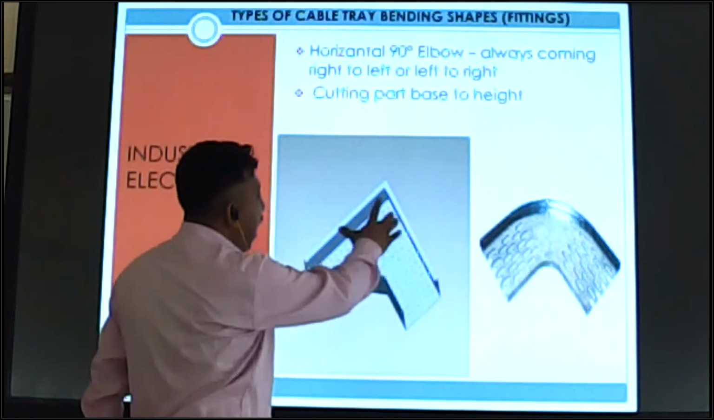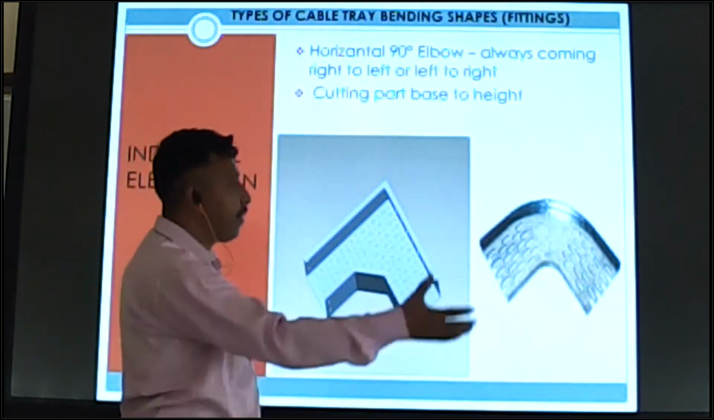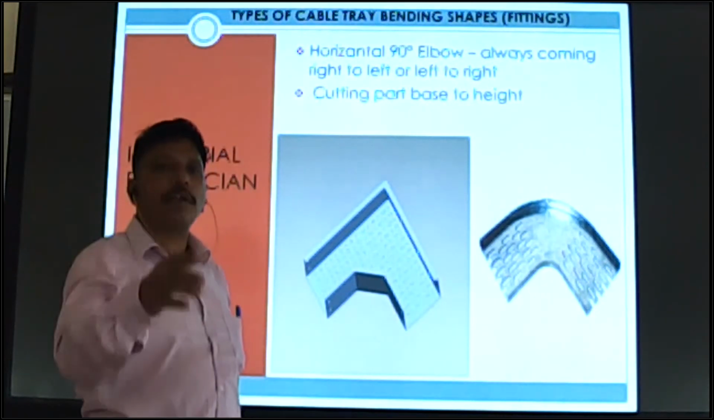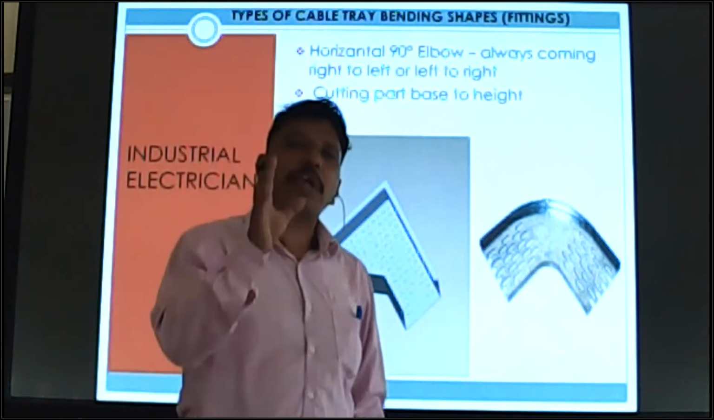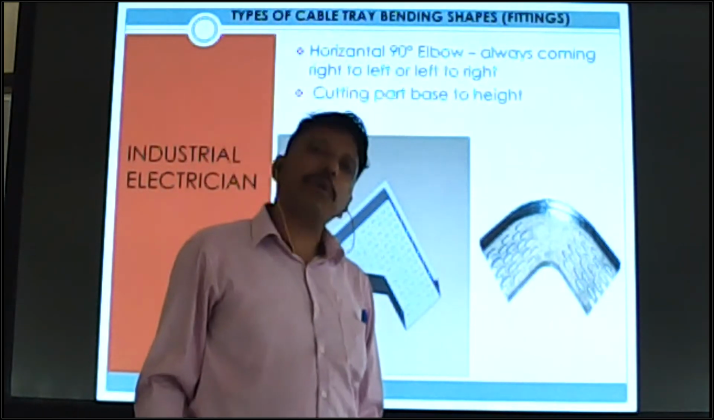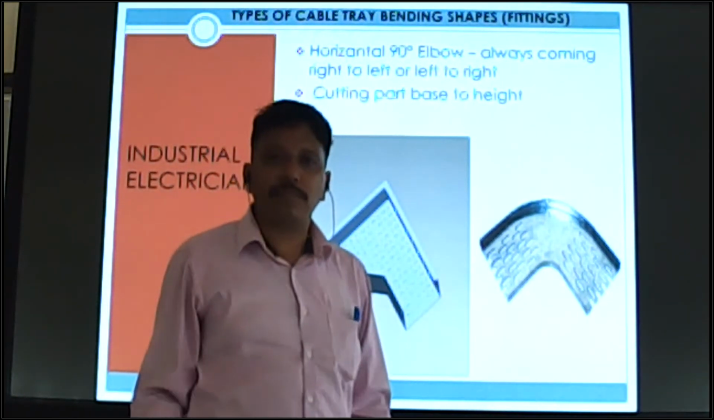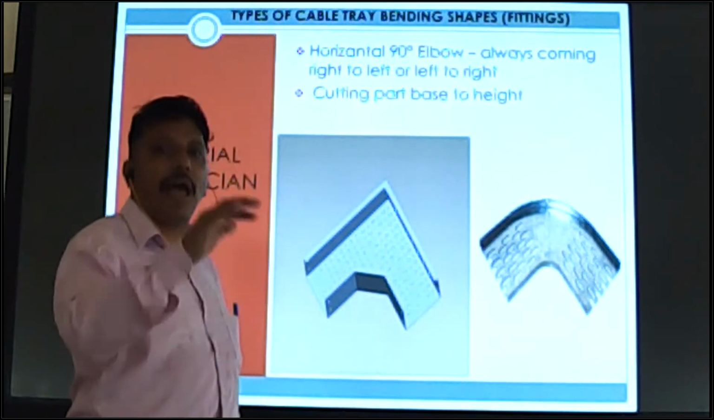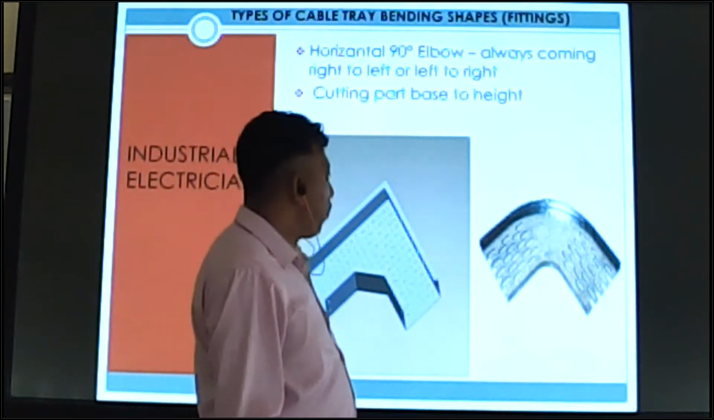And this is the diagram of the horizontal 90. This is ready-made, and if ready-made is not available, we can make it by our hand. We can use a formula at that time. This chapter is coming later. I will explain about this one. Okay, clear?